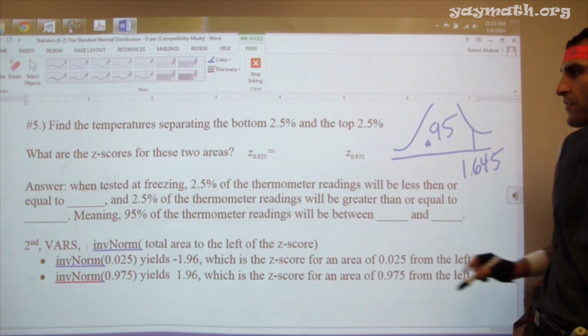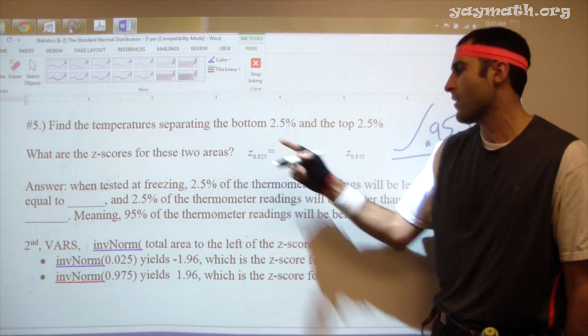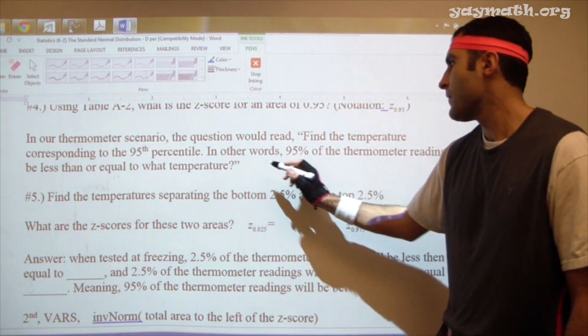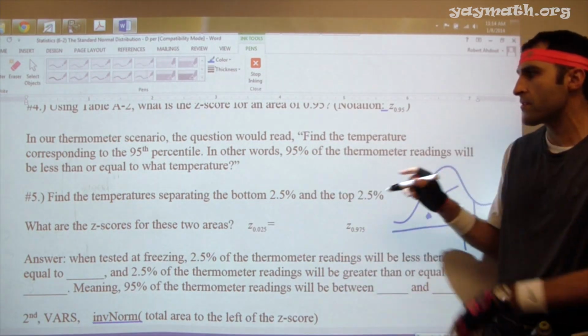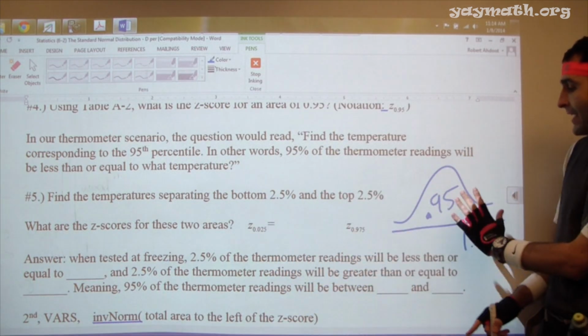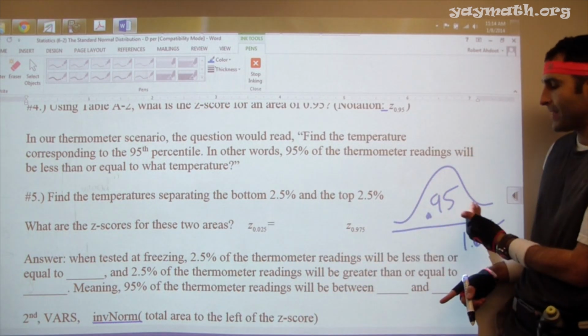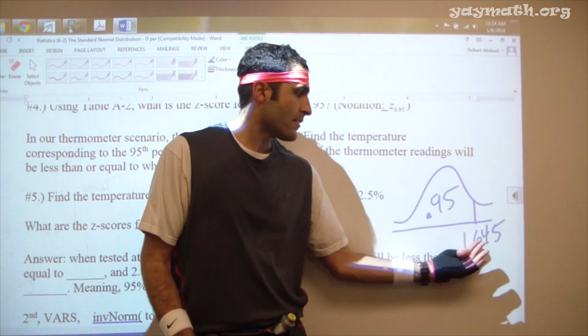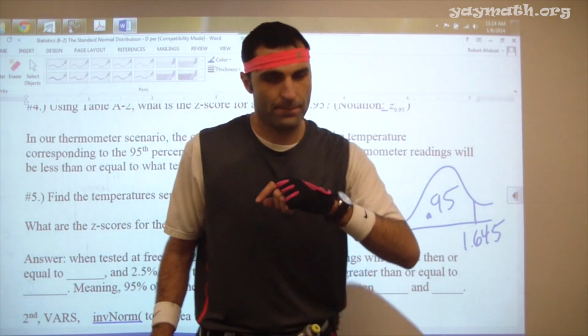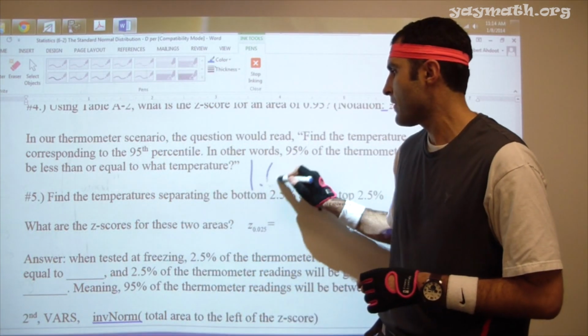What are the z-scores for these two areas? Okay, now, oh, we did that already. Let's put that here. In other words, 95% of the thermometers will be less than or equal to what temperature? Can you answer that question? 95% of the thermometers will be less than or equal to what temperature? 1.645.